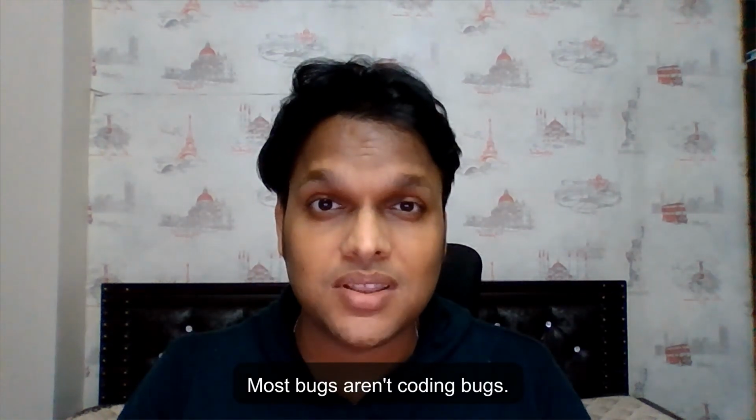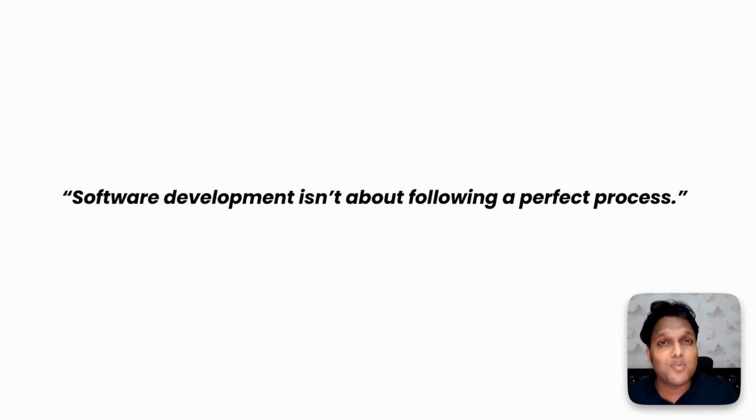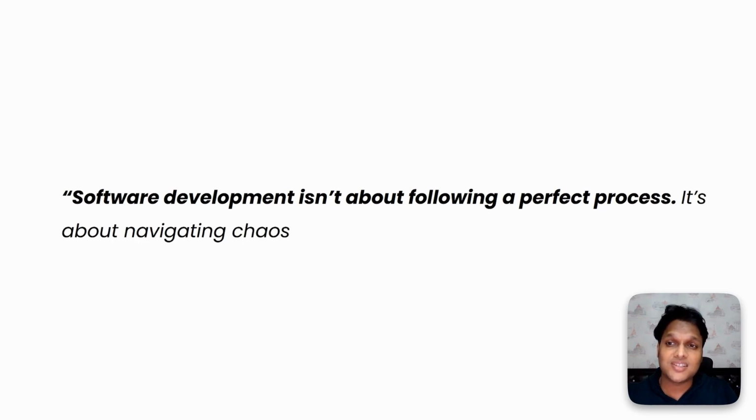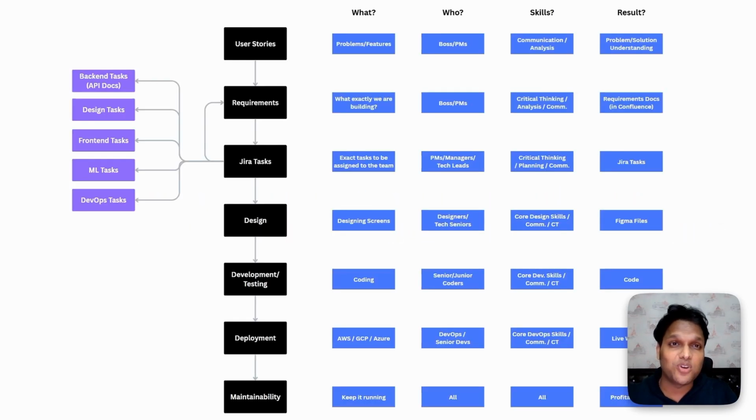Most bugs aren't coding bugs. They are communication bugs that just happen to show up in code. Software development isn't about following a perfect process. It's about navigating chaos with clarity, communication, and empathy. Let's get back to the topic.